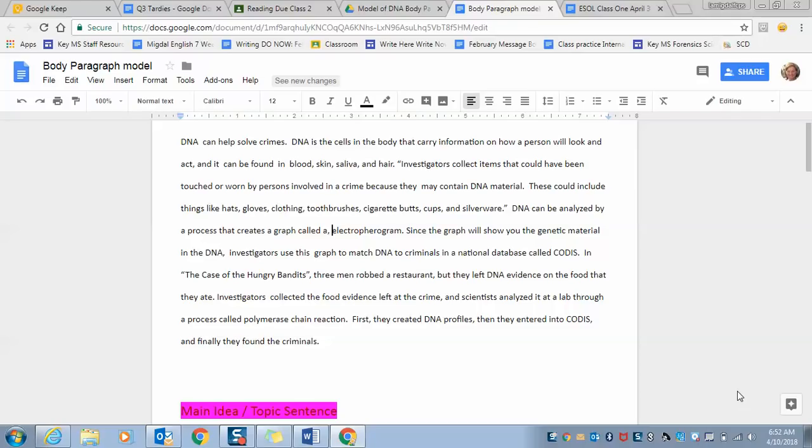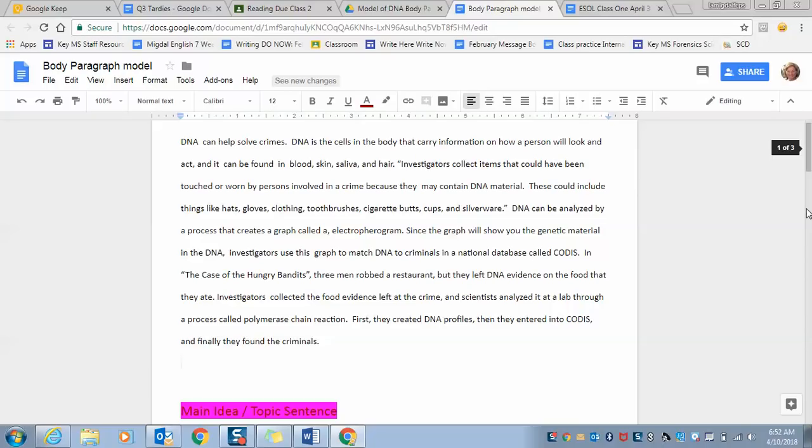In the case of the Hungry Bandits, 3 men robbed a restaurant, but they left DNA evidence on the food that they ate. Investigators collected the food evidence left at the crime, and scientists analyzed it at a lab through a process called polymerase chain reaction. First, they created the DNA profiles, then they entered it into CODIS, and finally, they found the criminals.